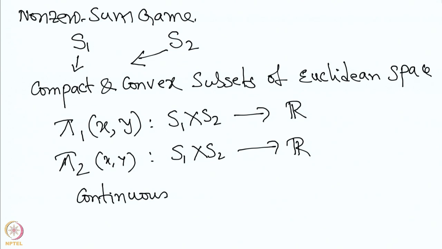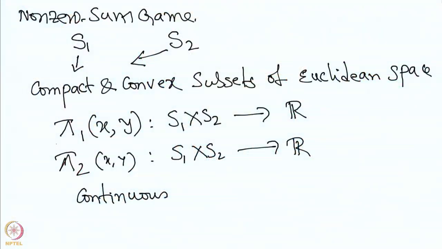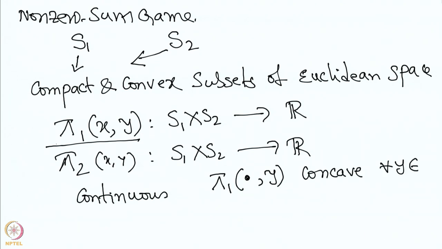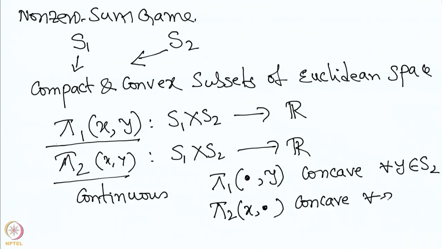Okay. In the zero sum games, in the x variable we assumed concavity, and in the y variable we assumed convexity. Now, here pi 1 is required only by player 1. It does not matter how it behaves with respect to y. So, what we really want is that pi 1 as a function of x should be concave for each fixed y. Similarly, pi 2, as a function for the second player, should again be concave in y for each fixed x, where x is in S1, y is in S2. Okay. Pi 1 should be concave in the x variable, pi 2 should be concave in the y variable. So, these are all the assumptions that we require.